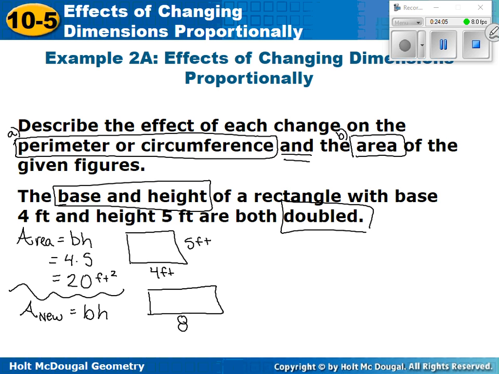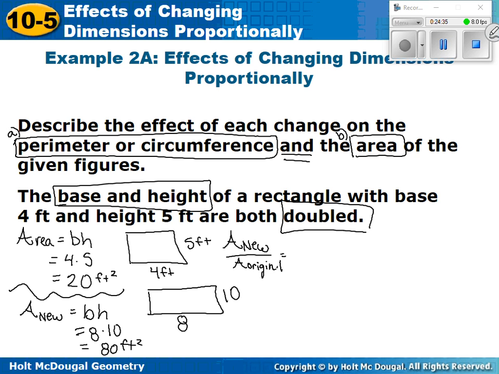8. And what's 5 times 2? 10. So now our base is 8 and our height is 10. What's 8 times 10? 80. Again, once you get your new area, you can compare and see, do you just know how many times that is? Or you can take the area of the new and divide it by the area of the original shape.